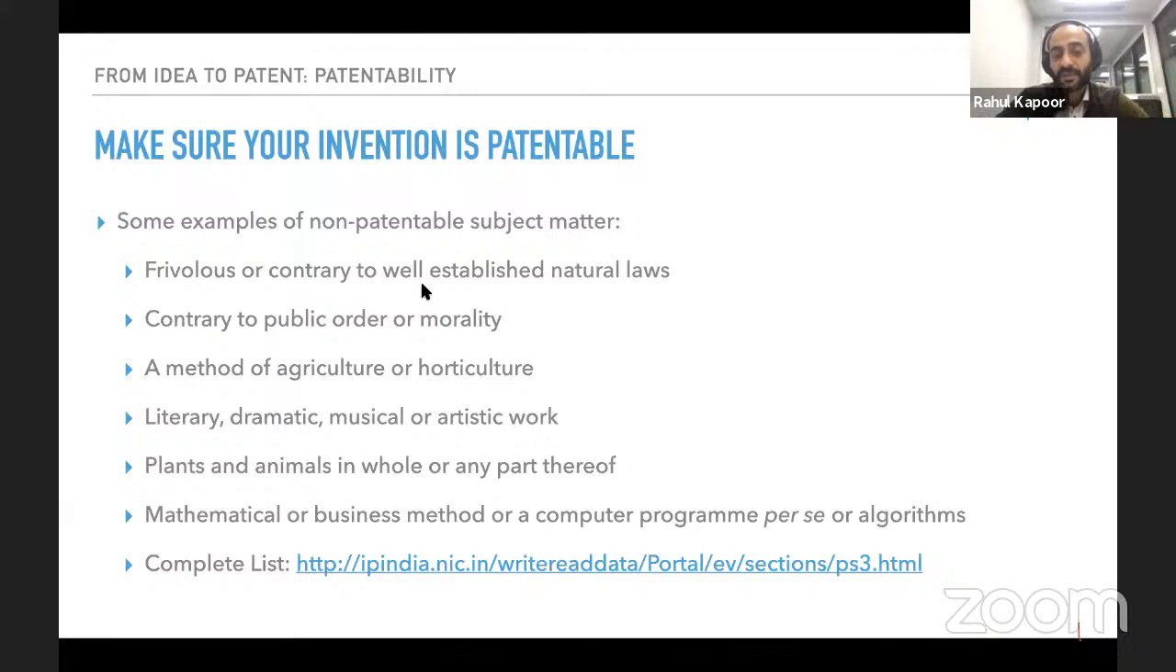Any mathematical or business method or computer program per se or algorithms are not patentable. For example, a mathematical equation is considered to be a natural law, and you cannot get a patent on a mathematical equation, even if it's new. And even a computer program per se, only the computer program itself, is not patentable. The technical problem that it might solve might be patentable, so we can have a look into it, and so on. For different industries, there are different professionals who can guide you better. But these are the overall ideas.